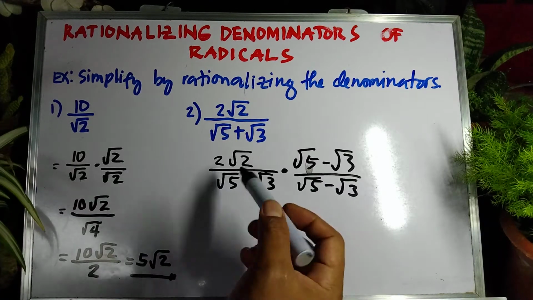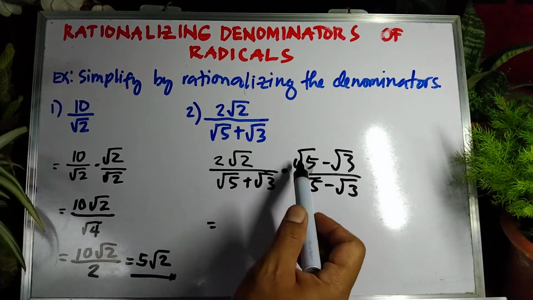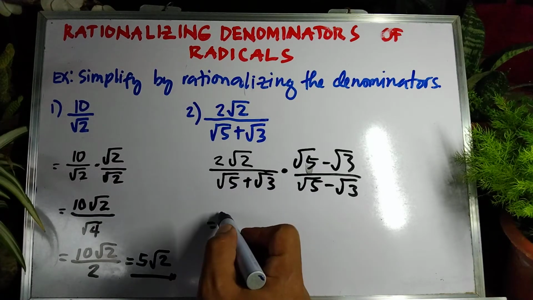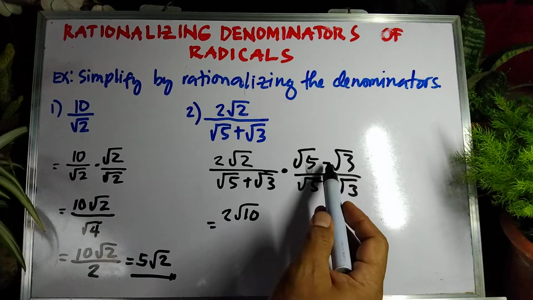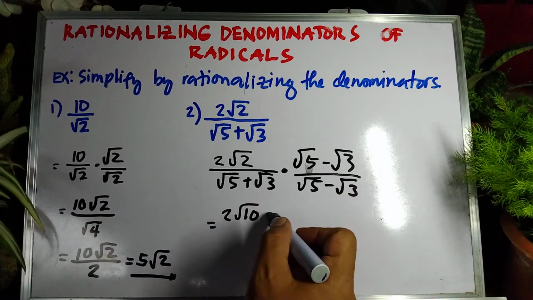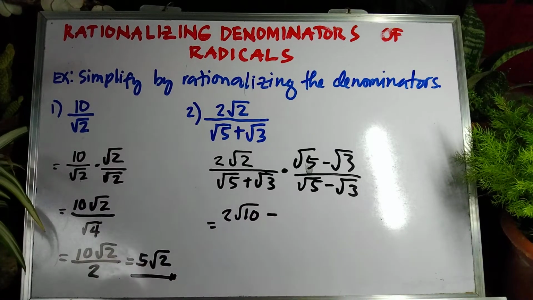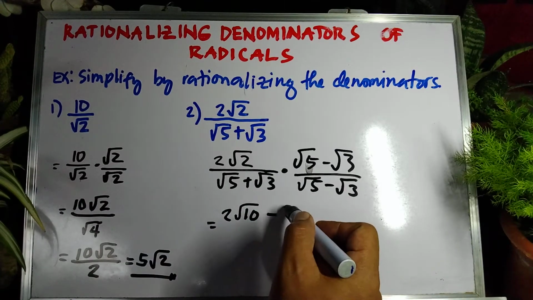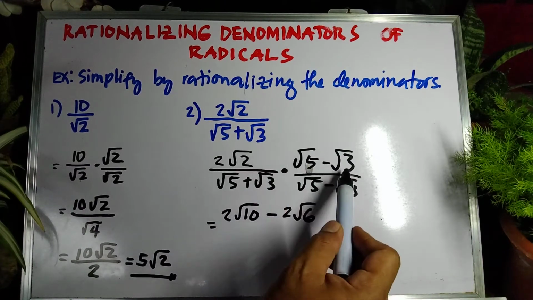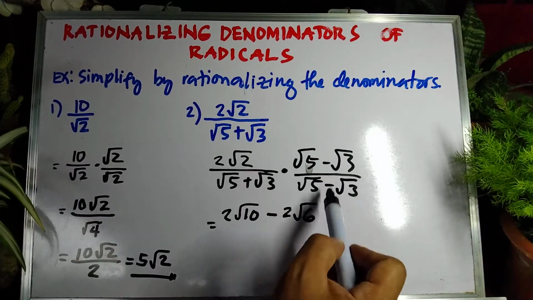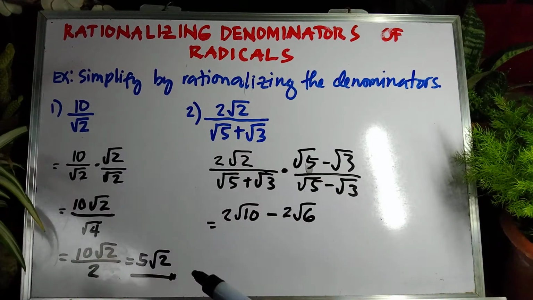In the numerator, what is 2 square root of 2 times square root of 5? That is 2 square root of 10. Copy minus 2 square root of 2 times square root of 3. You have 2 square root of 6, because 2 times 3 is 6, and 2 times 5 is 10. So, you just copy the square root.